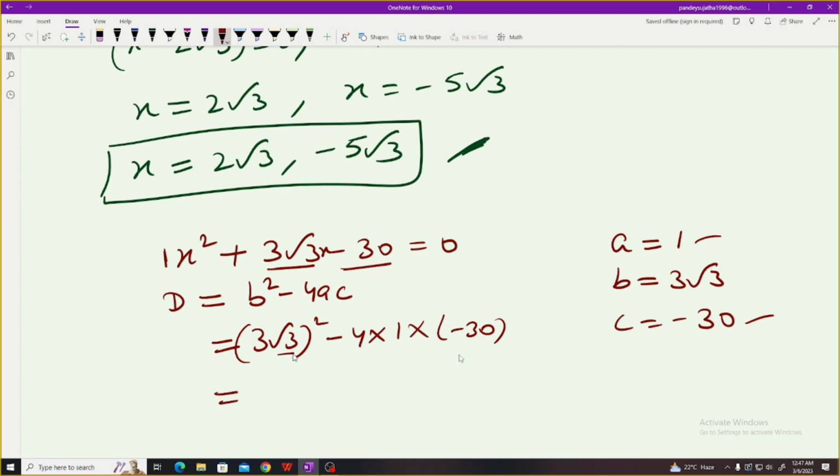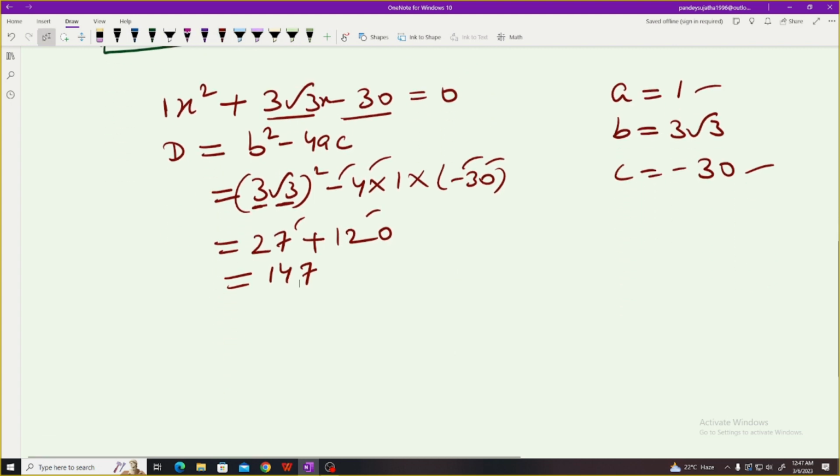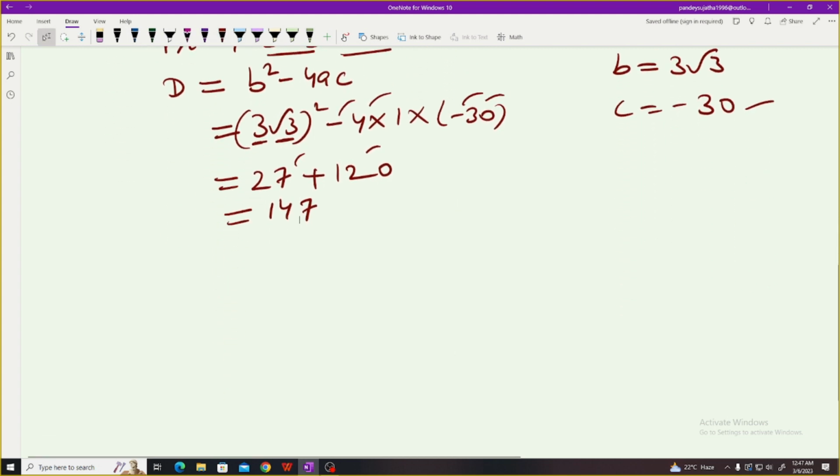So root 3 into root 3 is 3, and 3 into 3 square is 9, and 9 into 3 is 27. Minus into minus is plus, and 4 into 30 is 120. So 27 plus 120 is 147. So we got D as 147.